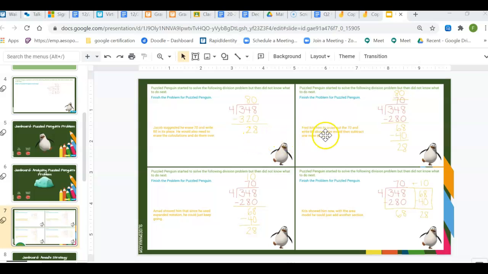And we see what Fred did over here. He had him cross out the 70 and put 80 there. Ahmad just told him to go ahead and keep going with the problem, and Chris added another section to the rectangle in his solution. So the two methods that work most efficiently are going to be Ahmad's method down here and also Chris's method.